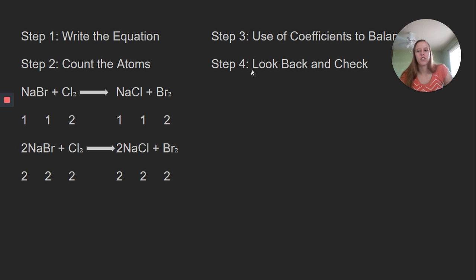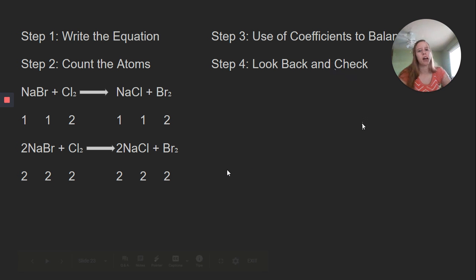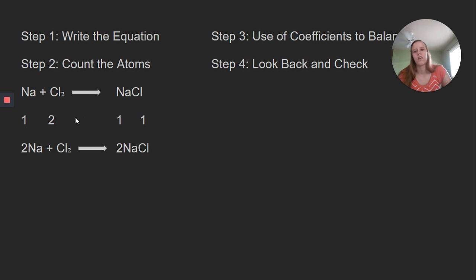So we look back and check, and we are all equal, so that one is balanced. Okay, last one here. So we had sodium, which is 1, chloride, which is 2, and then sodium and chloride, which is just 1 of each.